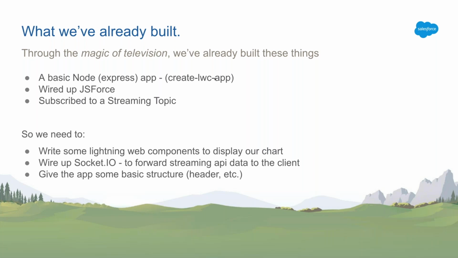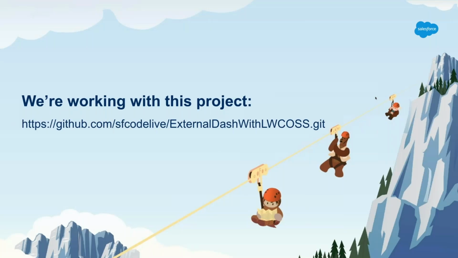So today we're going to be writing some new Lightning Web Components. We're going to use a thing called Socket.io to forward our streaming data to the client, and we're going to give our app some good looks. We're going to give it a header, we're going to put some cards in, and we're going to create those new components. We're working with this project.